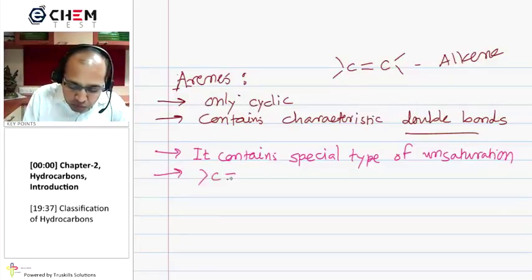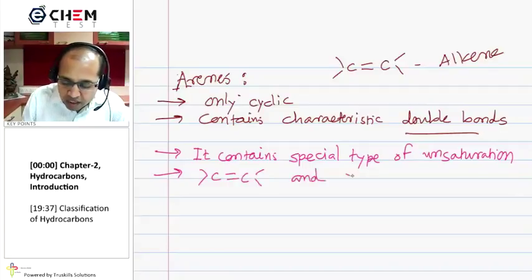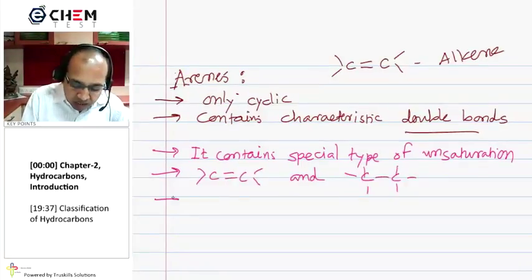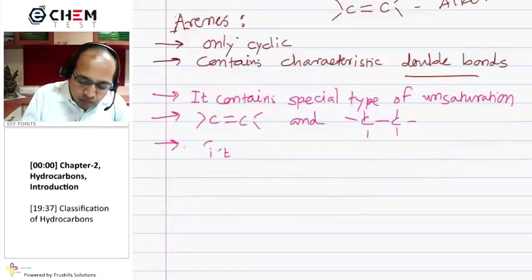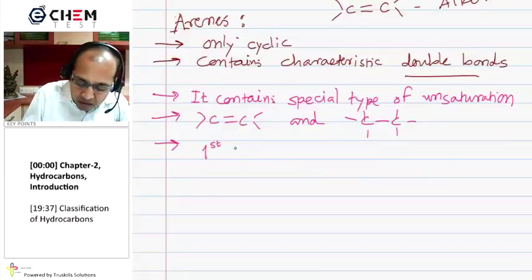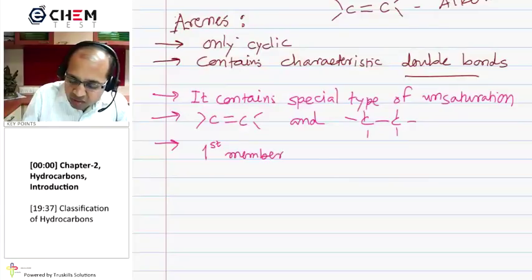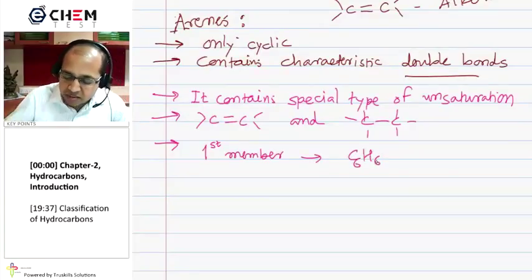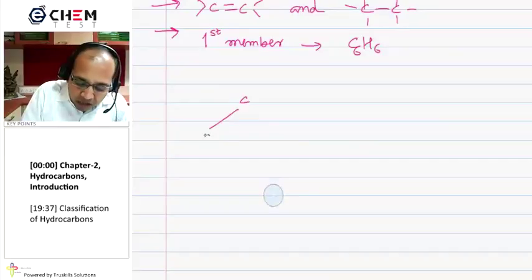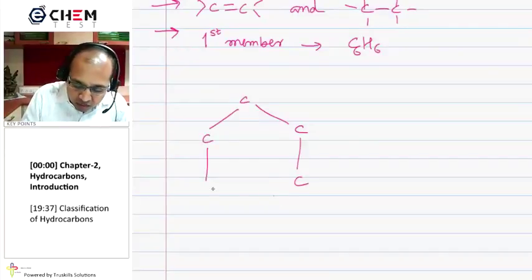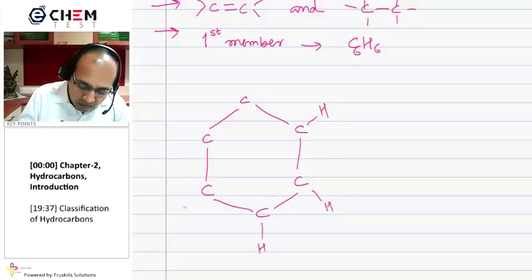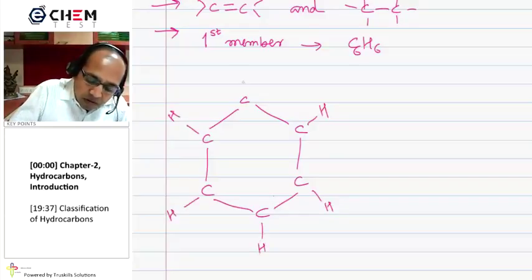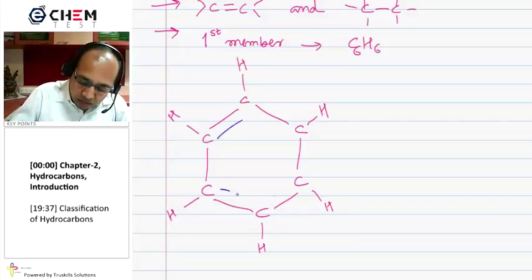Regarding the type of bonding, if you look, it has double bonds and single bonds present in its structure. The first member of this type of hydrocarbon is C6H6. This is its molecular formula. Its structural formula we can write in this way, where this is hydrogen, and in this case, this will be a double bond.